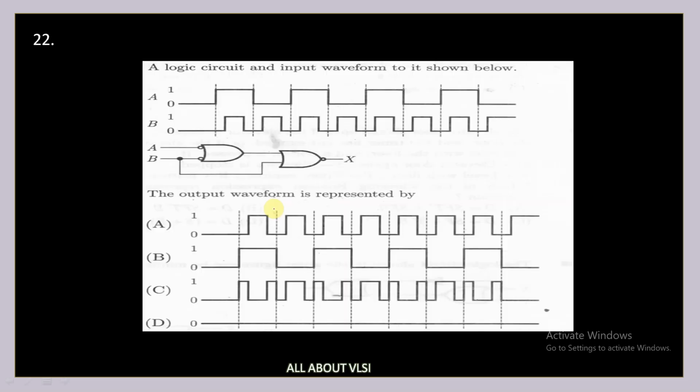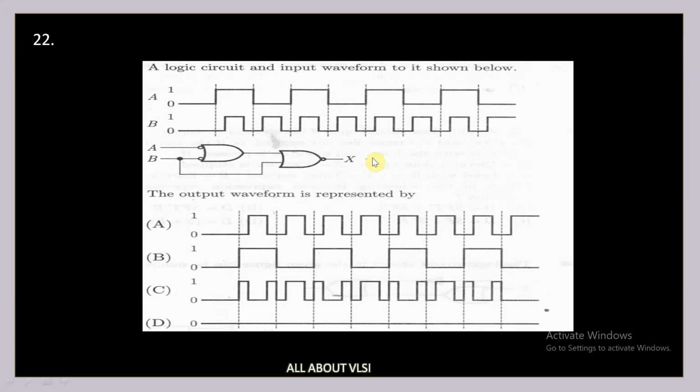Yes, try this one. A logic circuit and input waveforms are shown below. The output waveform is represented by, so they are asking for the output waveform. Take your time, solve this, and please let me know. So what is the expression X? What is the value of the expression X? What is the Boolean expression X we are getting here?